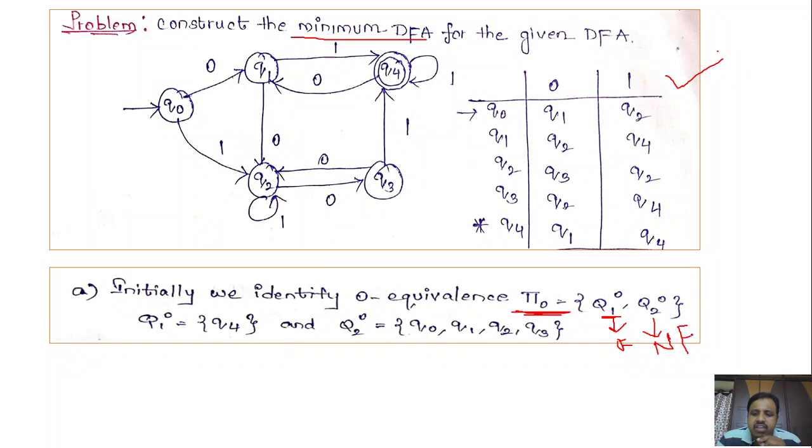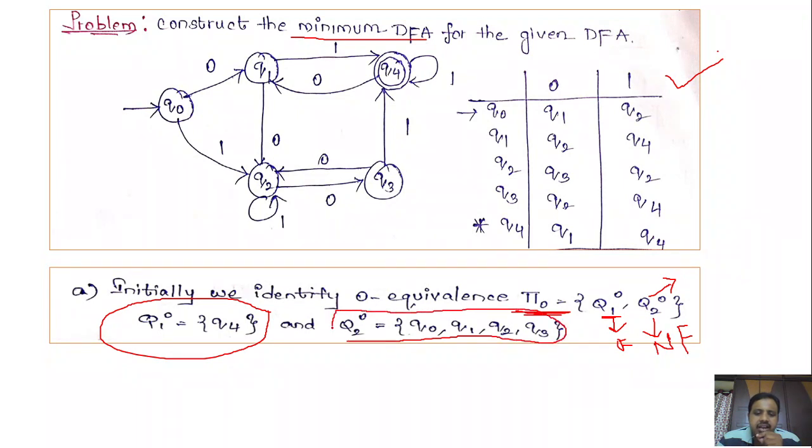So in the given DFA, what are the final states we have? We have only one final state, q4. So q1 power 0 will become the set of q4. Next, what are the remaining non-final states? That must be the value of q2 power 0. So q2 power 0 is equal to the set of non-final states.